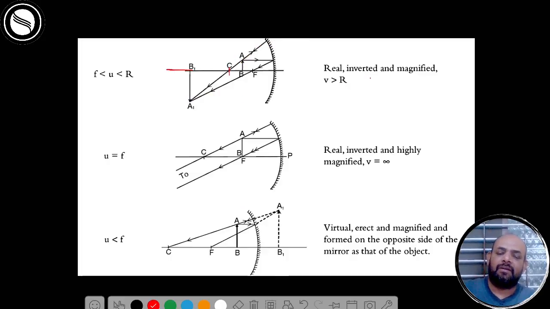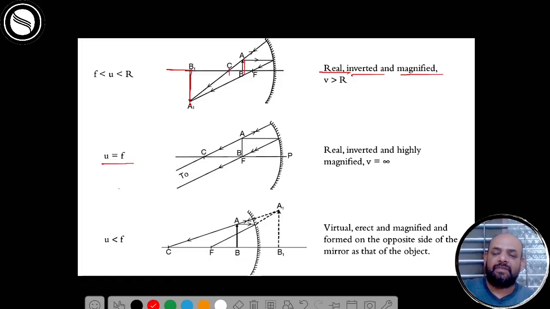Now look, in the previous situation the image size was equal to the object size. Now in this situation the image is bigger. It is inverted, real, but now magnified. It is bigger than the object.